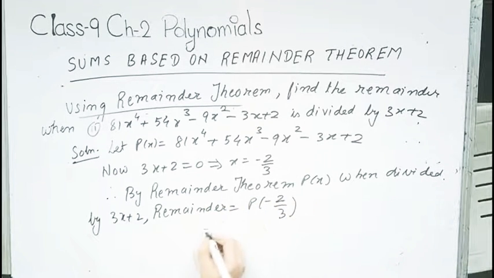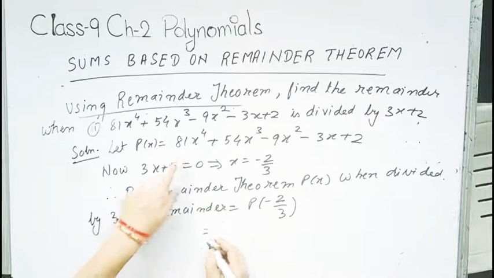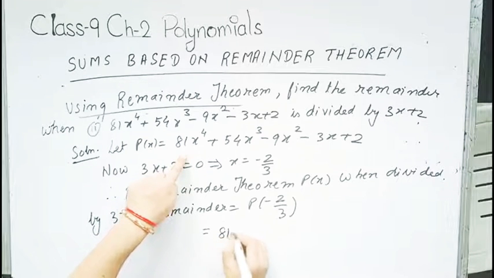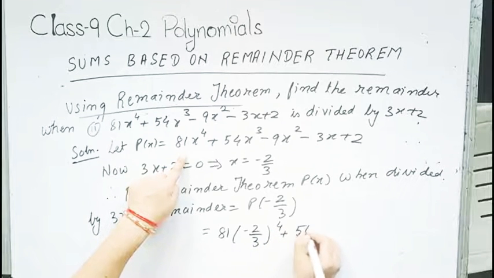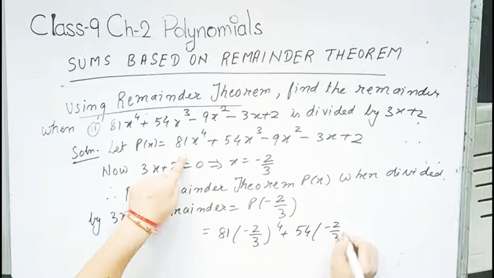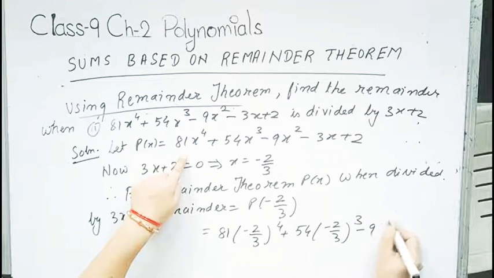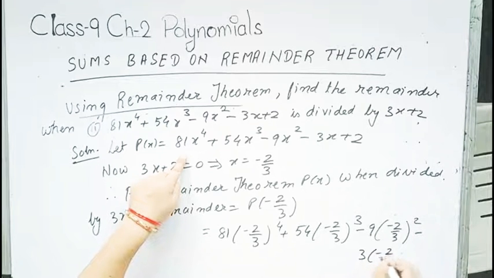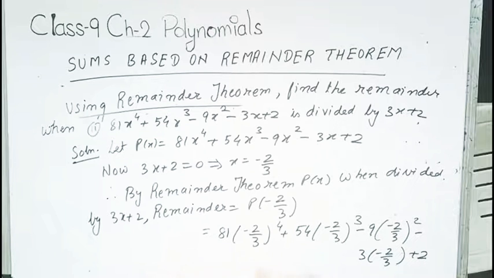Now simply calculate by putting x equals minus 2 by 3. So I will be substituting 81 times (minus 2 by 3) whole power 4 plus 54 times (minus 2 by 3) whole cube minus 9 times (minus 2 by 3) whole square minus 3 into minus 2 by 3 plus 2. Now calculate it and get the answer.